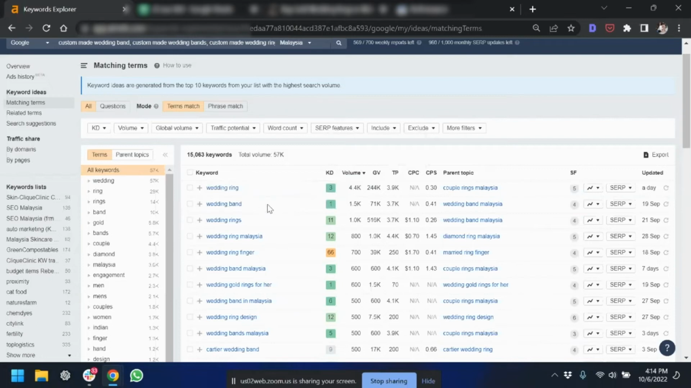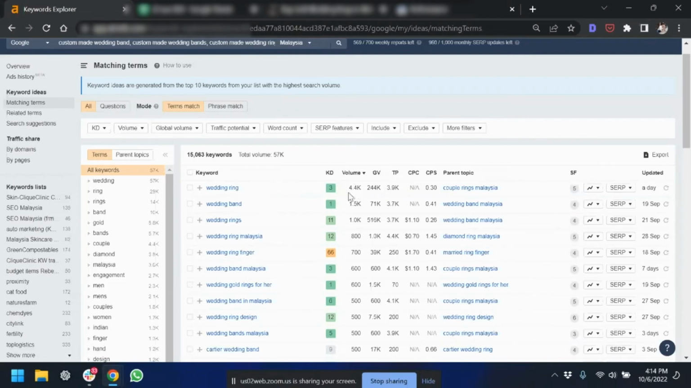All right. Then I have wedding ring Malaysia, and so on. So if I focus only on Malaysia, then wedding ring Malaysia makes sense. But if they are not focusing only on Malaysia, then this is not a keyword that I want to use. All right. So between wedding ring and wedding band, both of them can actually be good.